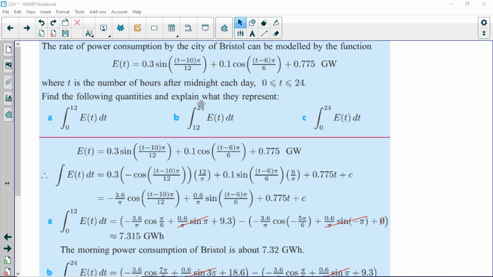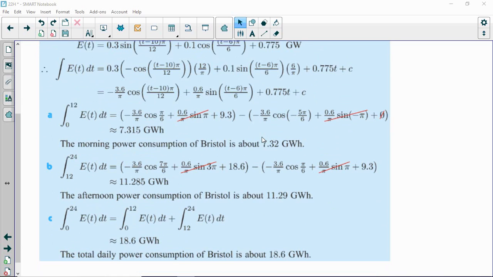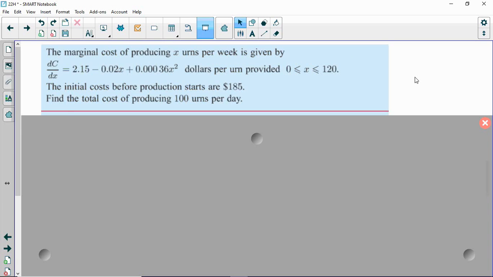And then 12 to 24 is going to be between noon and midnight. So they're going to call that the afternoon power. And then from 0 to 24 is the entire day. This second one is an example from the previous curriculum's version of our textbook, and it changes the situation ever so slightly. So marginal cost, we've spoken about that before.